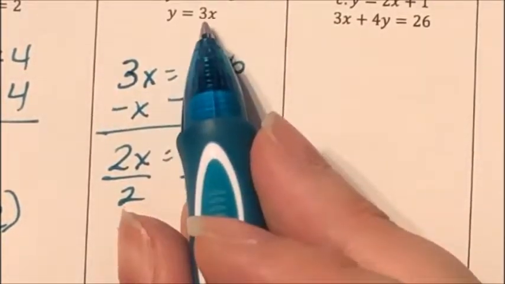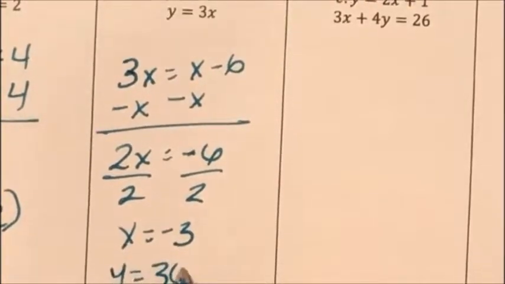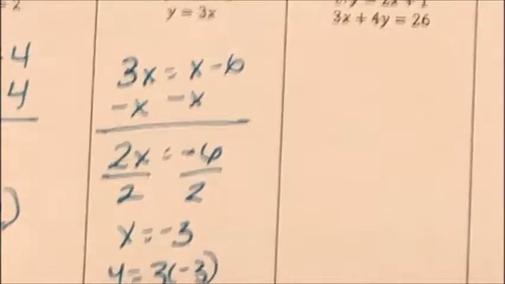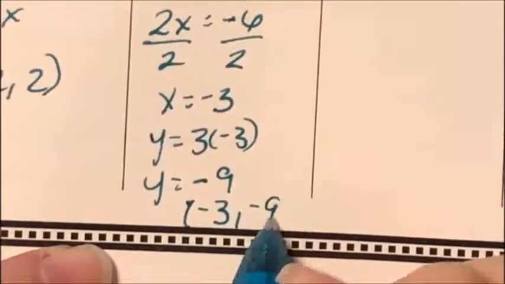I'm going to plug that back into my 3 times x. So y equals 3 times -3. So y equals -9. So my solution is -3, -9.